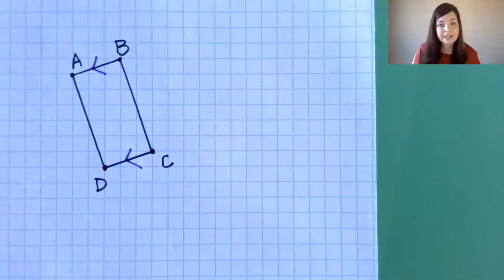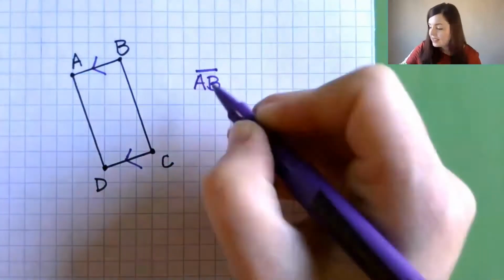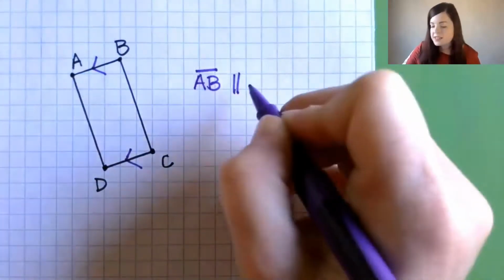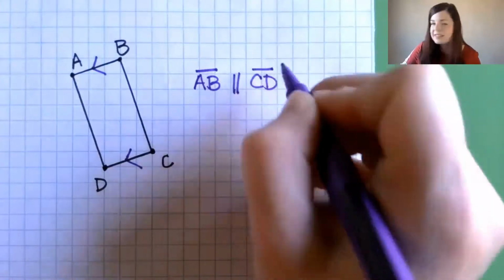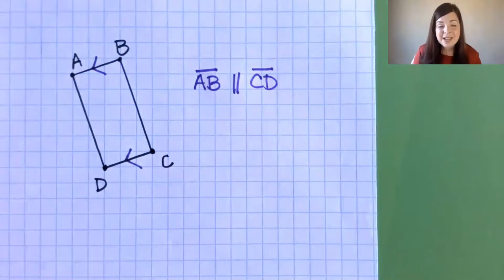We can record that they're parallel like this. Segment AB is parallel to segment CD. This symbol here, just two straight lines drawn close together, means is parallel to. Do you see any other line segments in the rectangle that look like they're parallel? Pause the video and find another set of parallel sides in the rectangle and record that they're parallel using symbols like I did here. Then come back and check your work with mine.